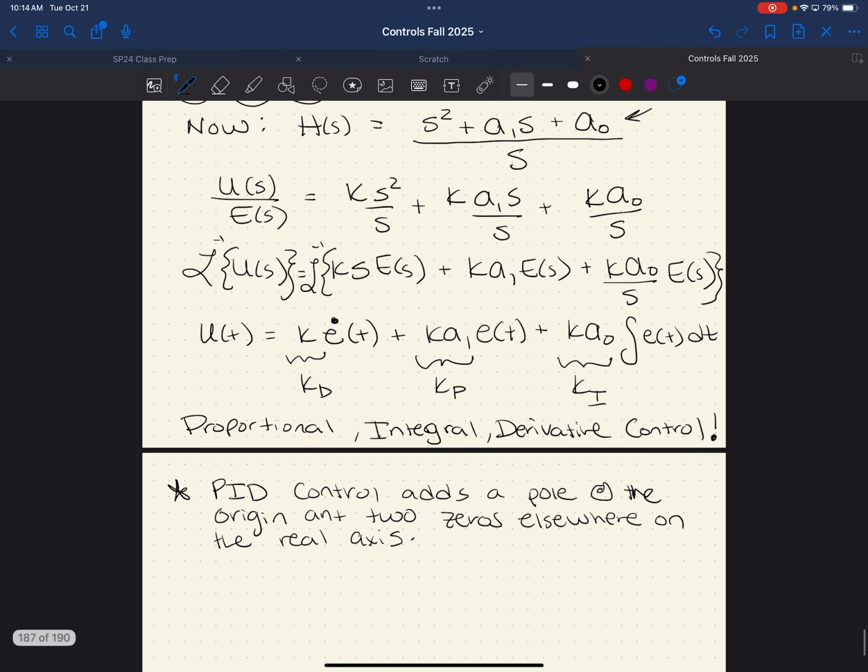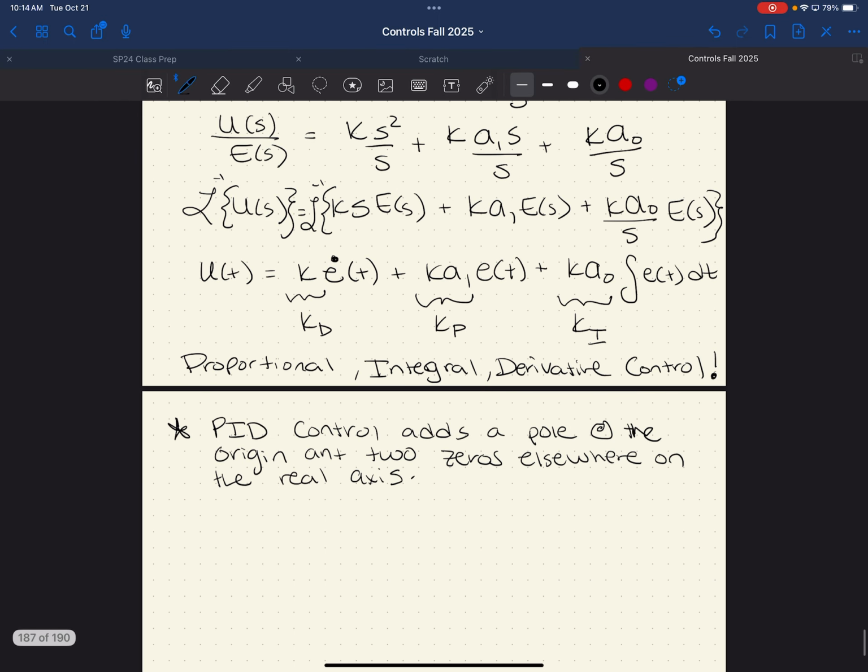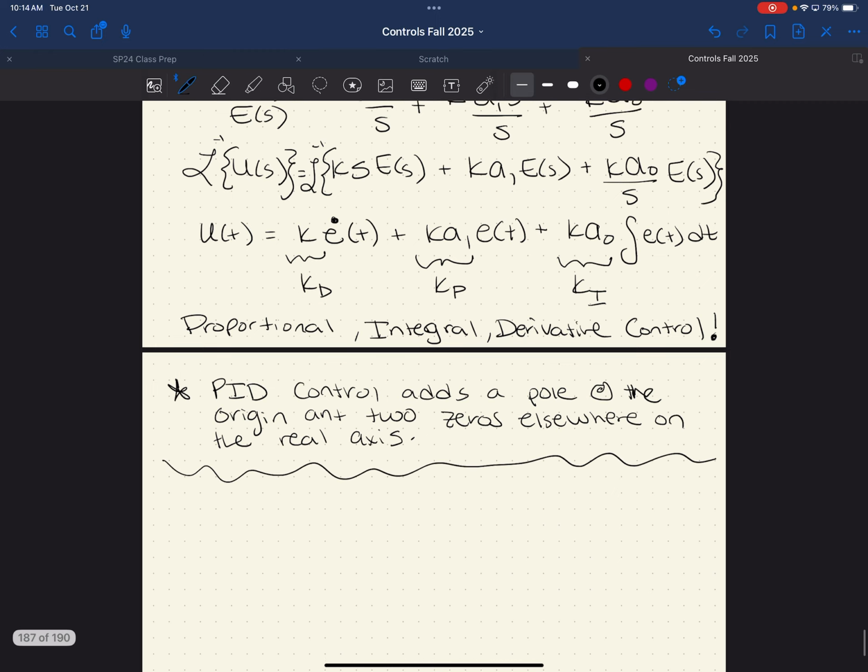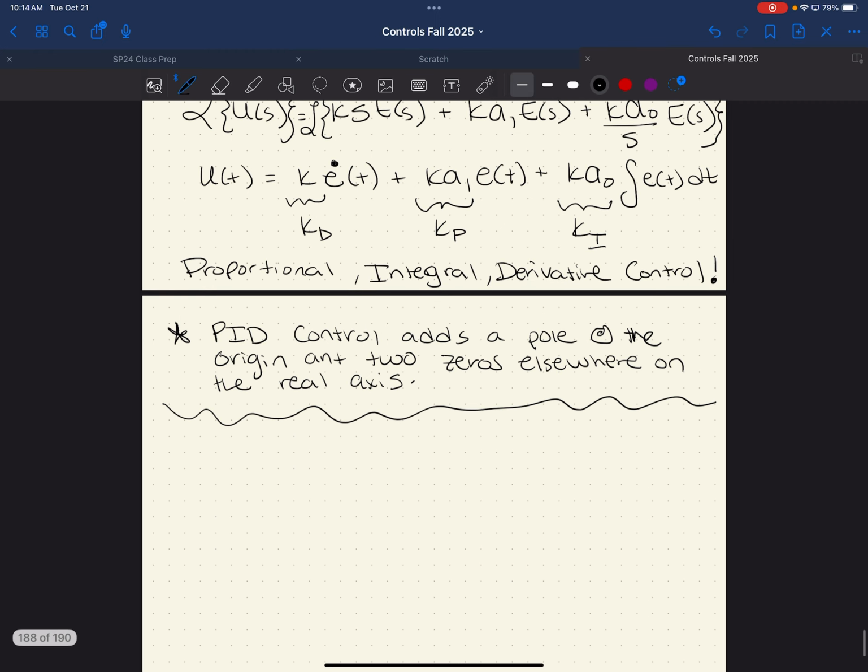All right. Let's do an example of some design work. So let's go back to our satellite. Example here. Let's try to get our satellite.